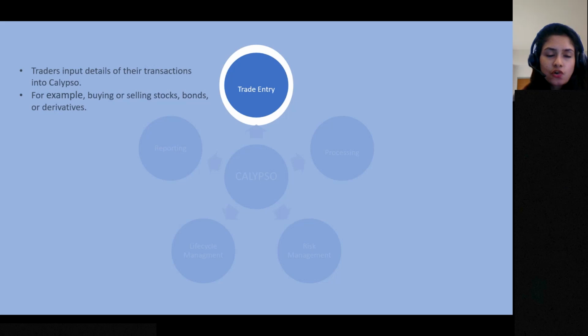Now we'll see each component one at a time. There is trade entry, that is when we have placed the order. The traders are the key users of front office. So the traders will input the orders, the transactions into Calypso. They will mention whether they have to buy a stock, they have to sell a product, and things like that.